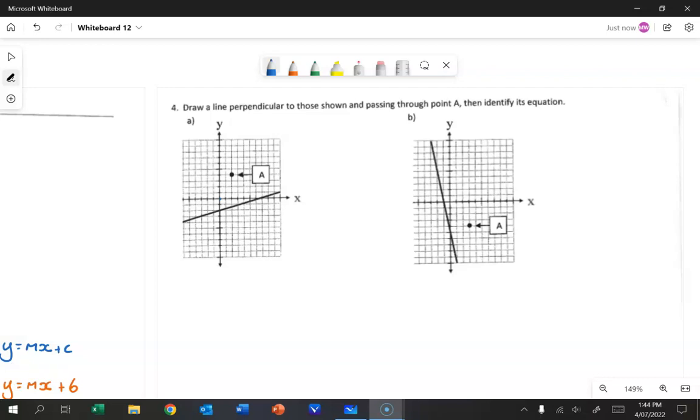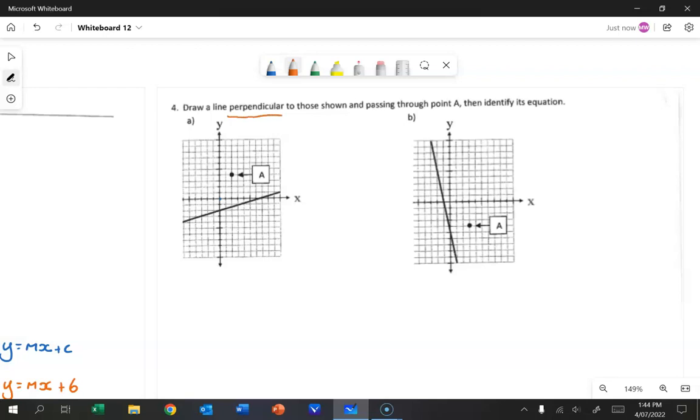If you've been watching these little how-to videos, then you'd know so far we can take an equation and graph it. We can identify an equation from a graph. And then we were looking at parallel lines. So if you were given a line and then another random point and asked to create the equation, we could do that using the same gradient. But this time we're being asked to see if we can identify a perpendicular line.